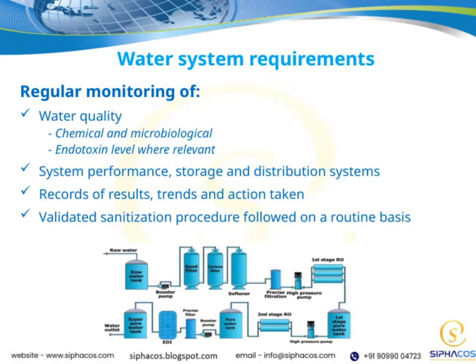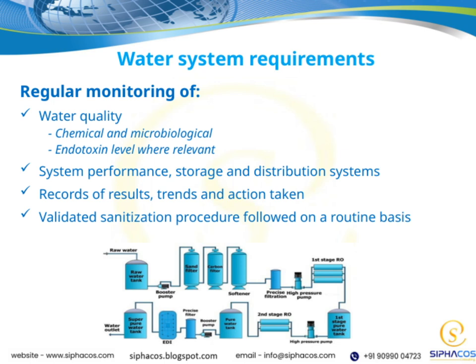Now, let's talk about the importance of regular monitoring in our water systems. First, we need to keep a close eye on water quality, which includes checking both chemical and microbiological aspects. This helps ensure that the water remains safe and suitable for its intended use. Additionally, measuring endotoxin levels is crucial where relevant, as endotoxins can pose health risks even if microbial contamination is under control. We also need to monitor system performance regularly, specifically focusing on storage and distribution systems.